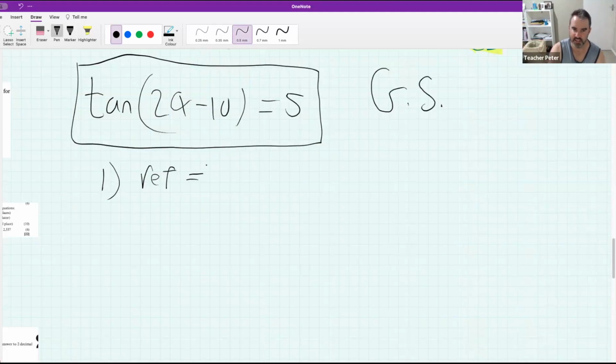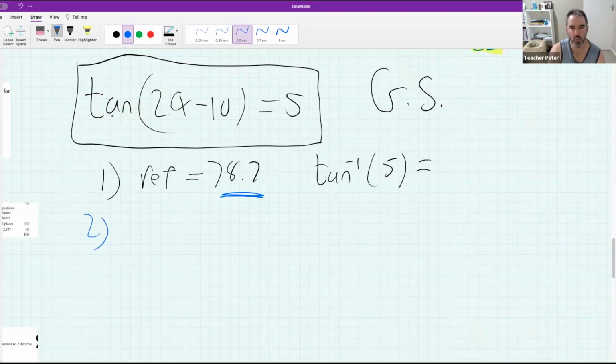So Sange has said it's 78.7. So you just need to check: if you go inverse tan of 5, what do you get? And Ruli has agreed. So we're happy that this is in fact the reference angle. Step 2, where is tan positive?